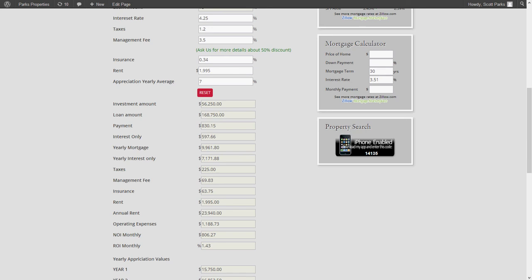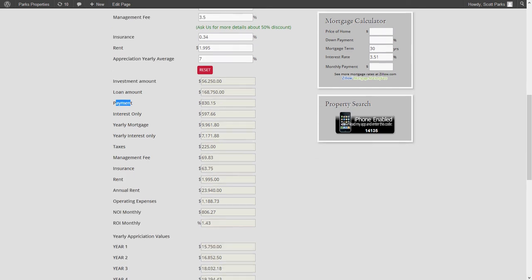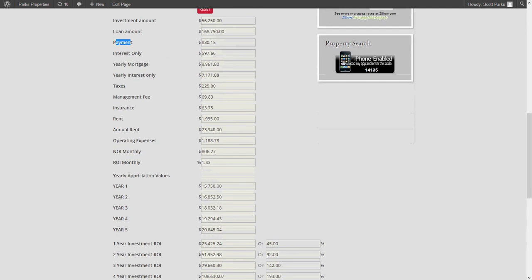Total expenses for the property, which includes your taxes, your management, your insurance, and your monthly mortgage payment, principal and interest, comes out to about $1,188.73. You subtract that from the rental amount, and it shows a net operating income of $806.27. And if you calculate that from your investment amount, that's approximately 1.43% return on your money on a monthly recurring basis.